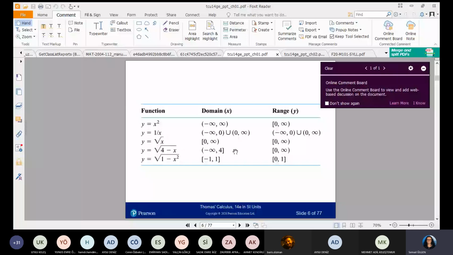And this one is a little bit trickier because the domain cannot be outside -1 and 1. Because if you take any value outside of -1 and 1, let's take 2, for example.